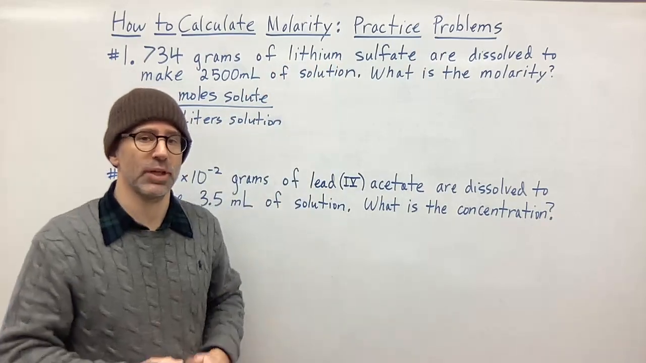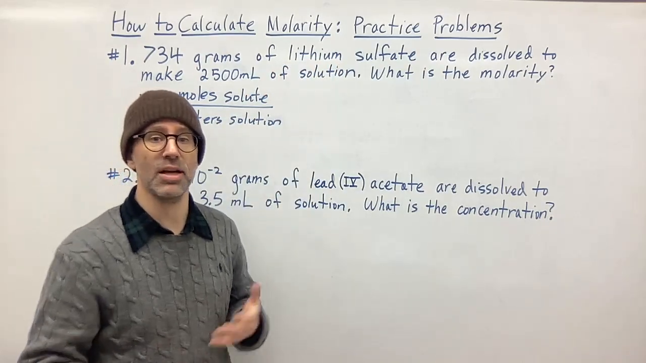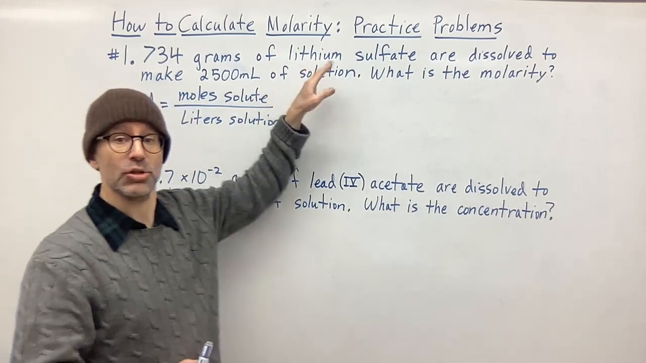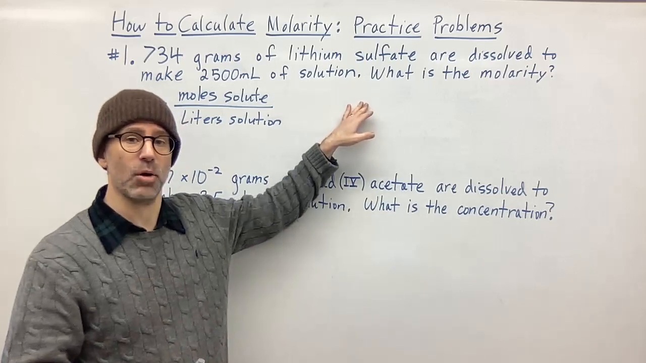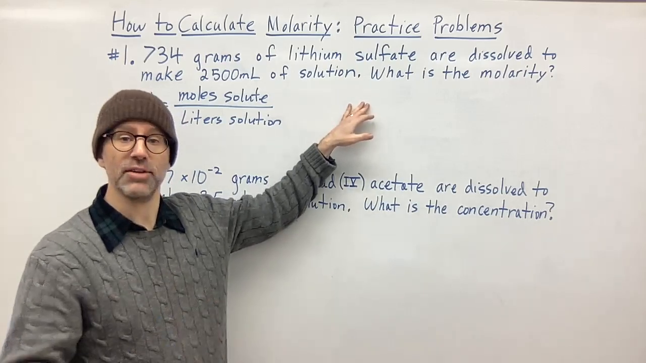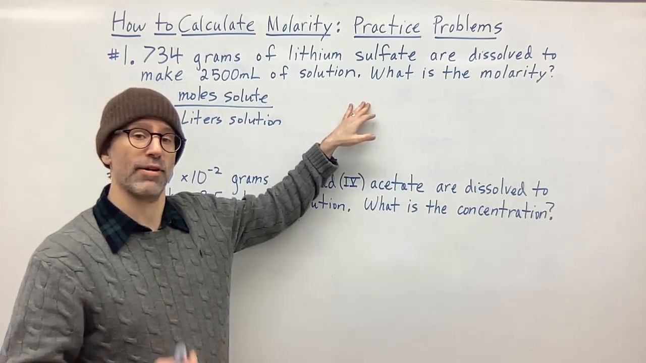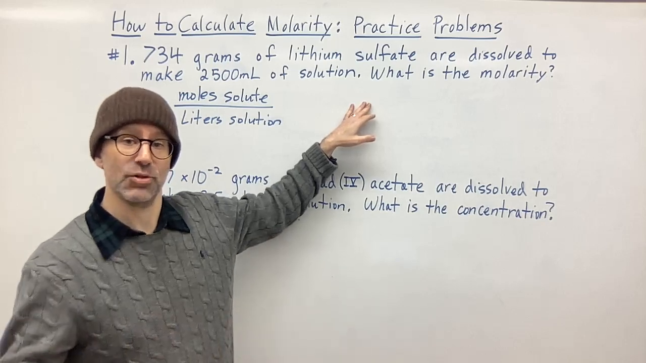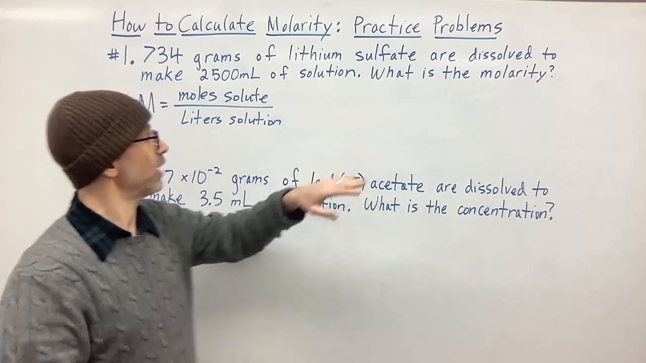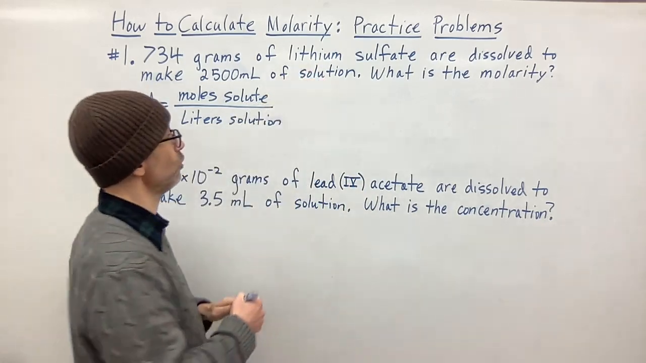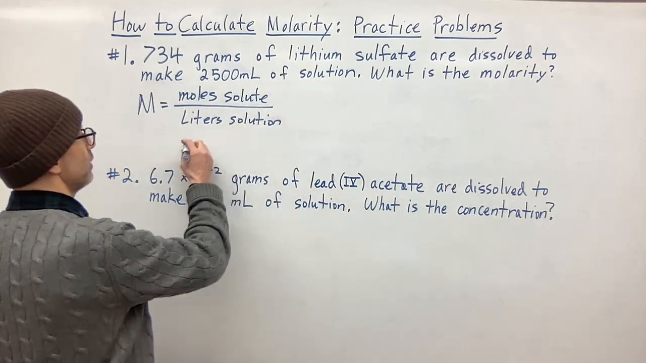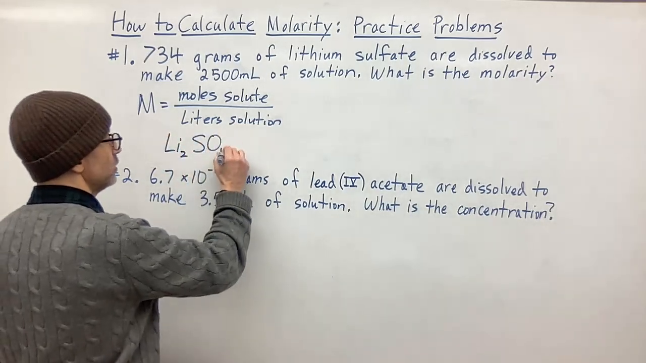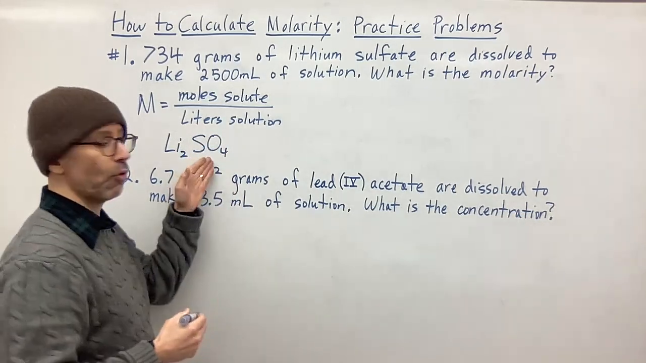So I need the formula for lithium sulfate. This is where the naming of compounds comes in. So if you don't know how to go from the name to the formula, then you're not going to be able to calculate the molar mass. If that is you, then please go to my other videos where I go over how to go from the formula of an ionic compound to the name, and from the name to the formula. Okay, so here, lithium sulfate, we're going to need to know the formula for that. So lithium sulfate is Li2SO4. So that's my formula.